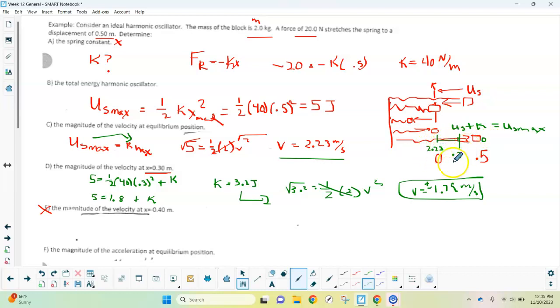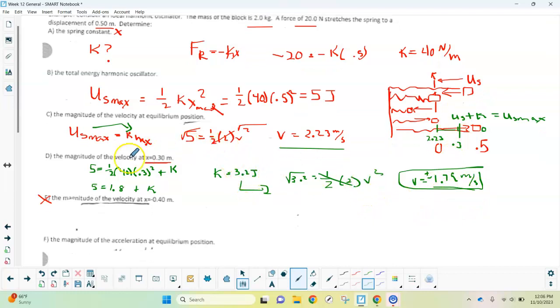So it's got to be between those two, and our answer came out to be 1.79, which is fine. All right, you would do basically the same thing for E here. We would just switch out, instead of having 0.3, you'd put 0.4. At 0.4, it's closer to the extreme position, so I would imagine it slows down as we get to that point, and it does. It's actually 1.34 for that.